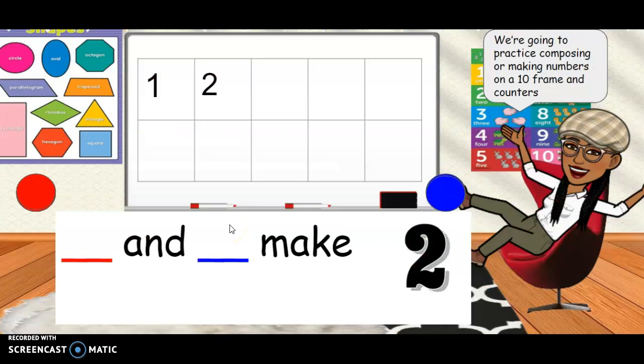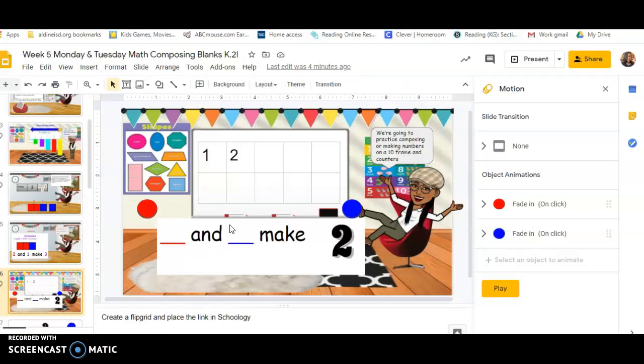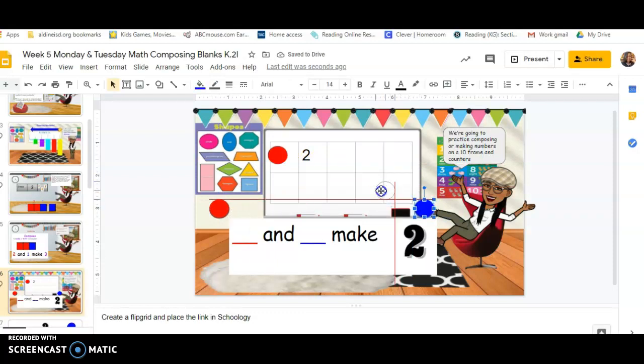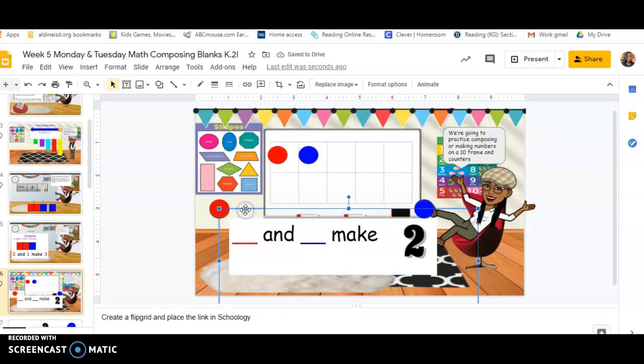So now I am going to take it off of present mode and I'm going to show you how to compose the number 2. Okay, so we have blank and blank make 2. So I'm going to use a red counter. So that's 1 and that's 1. Okay, so I can see that I already made the number 2 because I have 1, 2.